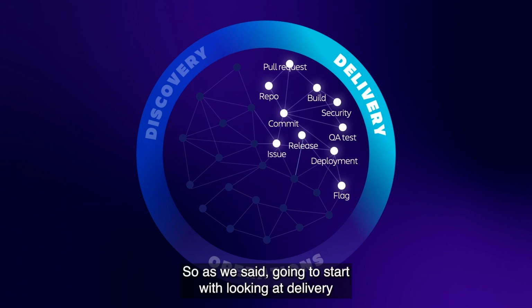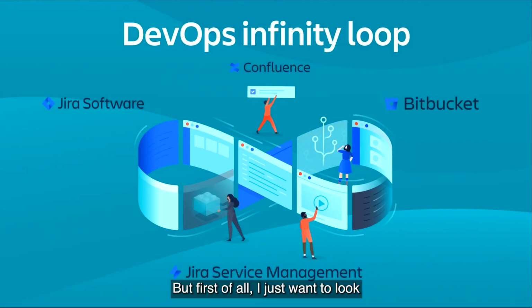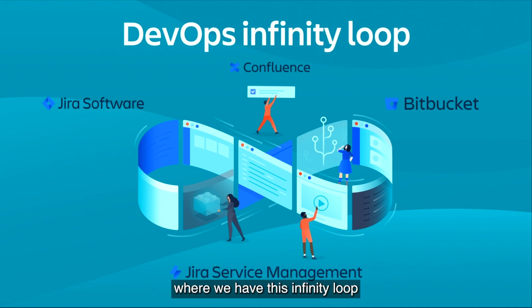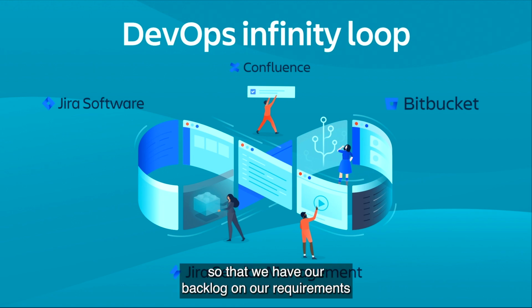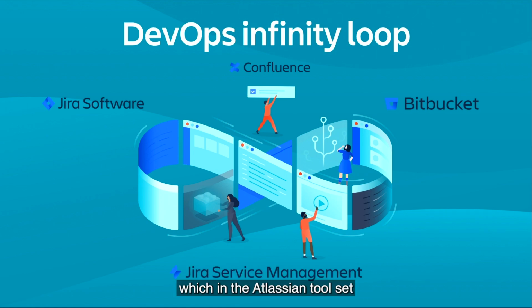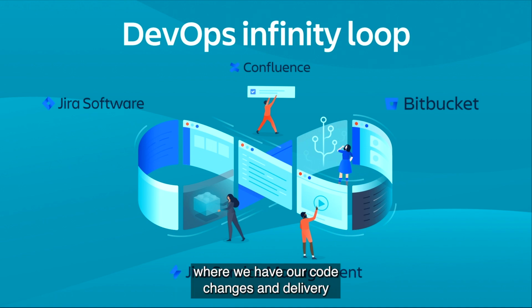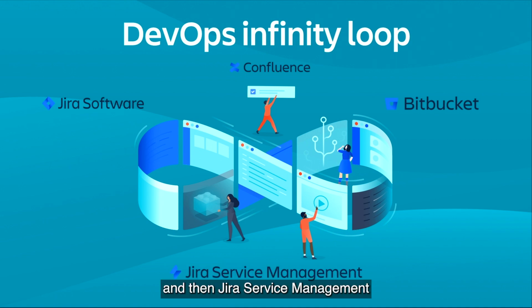So as we said, we're going to start with looking at delivery, and we've got these various different parts of that delivery process. But first of all, I just want to look at this maybe familiar diagram to a lot of you who are working in that DevOps arena, where we have this infinity loop, so that we have our backlog and our requirements, which in the Atlassian toolset would generally live in Confluence. Then we have Jira Software, where we manage our backlog and our software development, going through to Bitbucket, where we have our code changes and delivery, and then Jira Service Management, where we can manage that change.